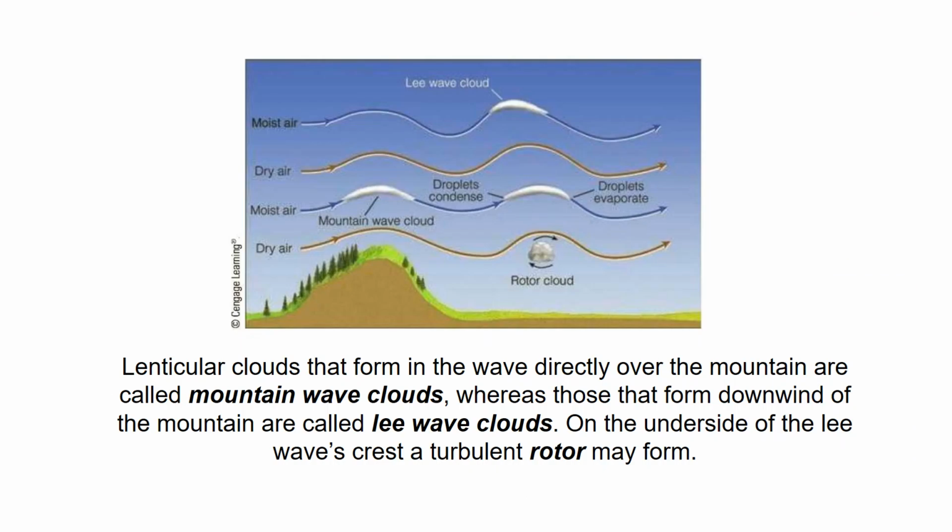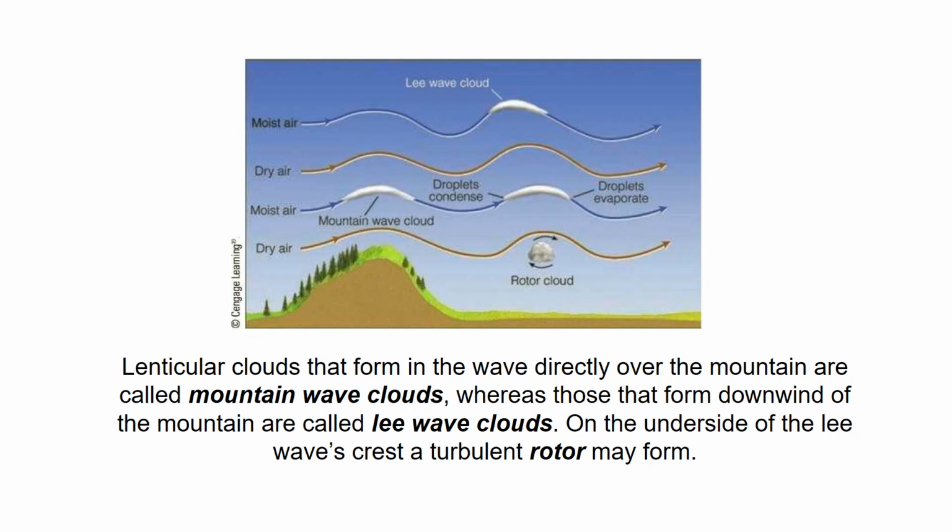Also, the clouds that form due to orographic lifting. Clouds are more prevalent on the windward side, though clouds may also form on the leeward side. But clouds that form due to orographic lifting are lenticular clouds. There are kinds of lenticular clouds. Those lenticular clouds that form in the wave directly over the mountain are called mountain wave clouds. Those that form downwind of the mountain are called lee wave clouds.